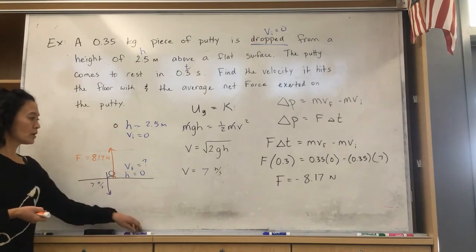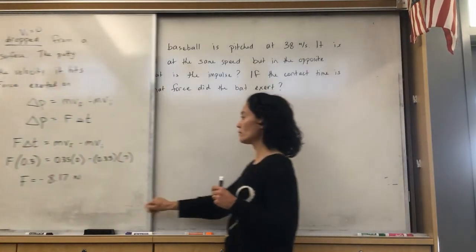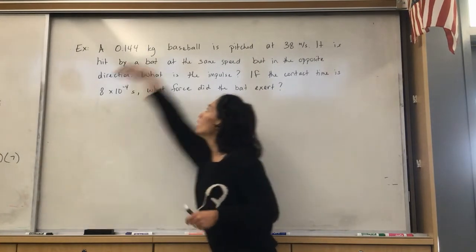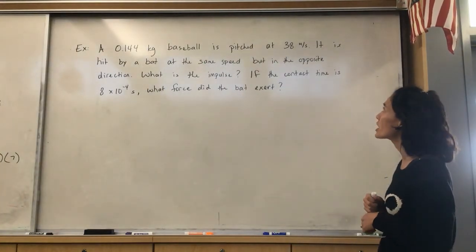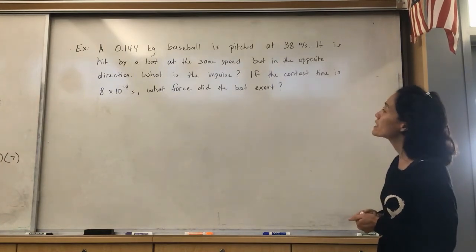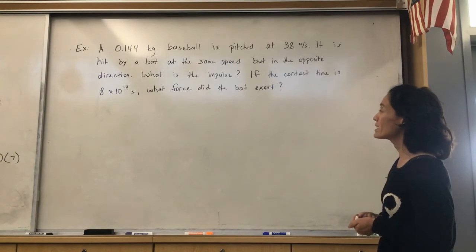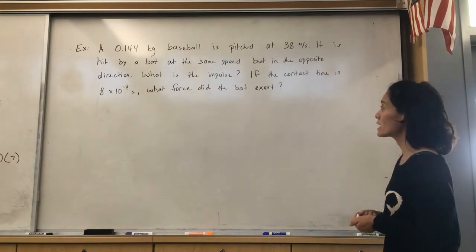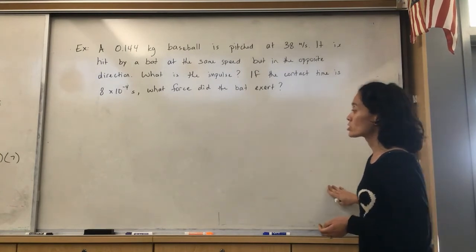Okay, let's try one more example. A 0.144 kilogram baseball is pitched at 38 meters per second. It is hit by a bat at the same speed, but in the opposite direction. What is the impulse? And if the contact time is 8 times 10 to the negative 4 seconds, what force did the bat exert?